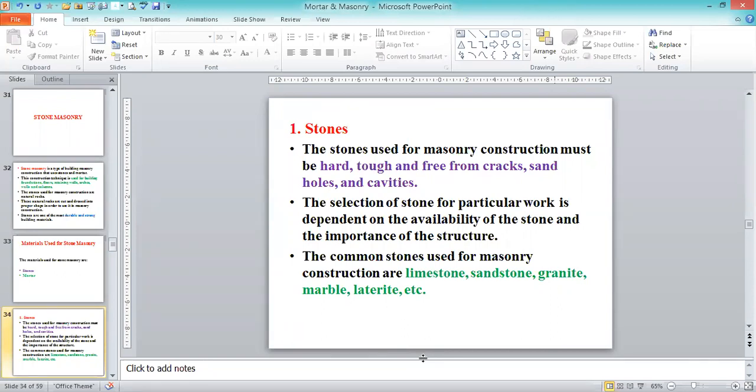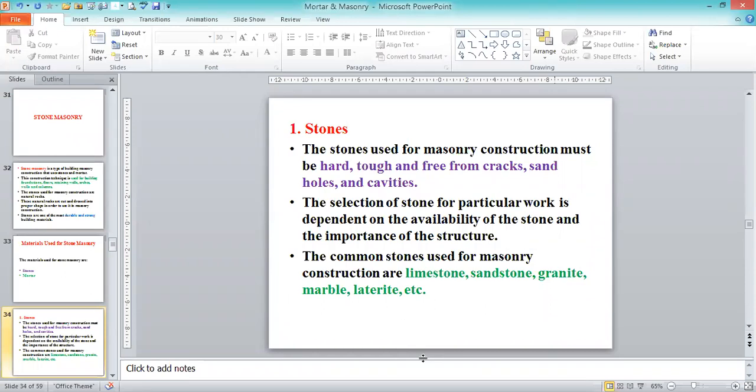The selection of stone for particular work depends on the availability of the stone and the importance of the structure. Whether I go for stone masonry or brick masonry depends upon the type of work and the availability of the stone or rocks. If the stone or rocks are abundant, then we will go for stone masonry rather than brick masonry. If bricks are available in abundance and cheap and fulfill the requirements, then we will go for brick masonry. So we had to fulfill the requirement and also see the availability of the material.